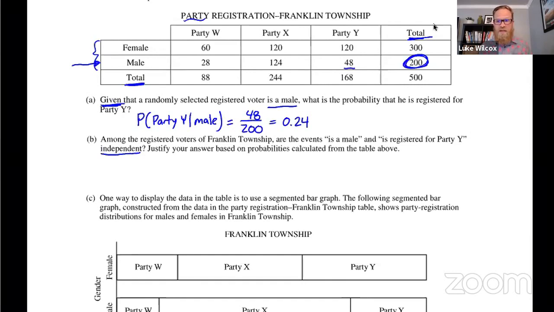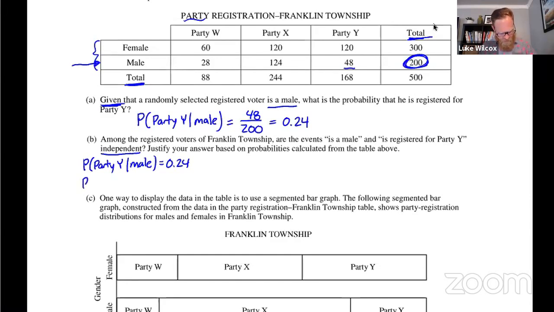What that means is knowing whether or not the first event has occurred does not change the probability that the second event has occurred. Well, we've already done a little bit of work on this, right? We've already calculated the probability that the person is in party Y given that they are a male. We did that in part A, and we know that's 0.24. So the natural question is, what if they weren't a male? What if they were a female? Would that change the probability that they are in party Y?